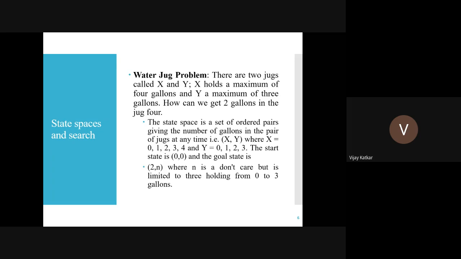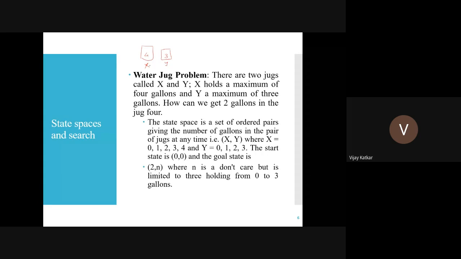Then there is something called the water jug problem. There is a theory, but let me explain with the help of a picture. Let's say there are two jugs. We call one jug X and the other jug Y. Jug X can contain exactly 4 liters of water, and jug Y can contain exactly 3 liters of water. So what can be the state space for X?